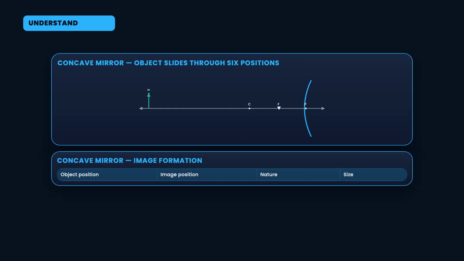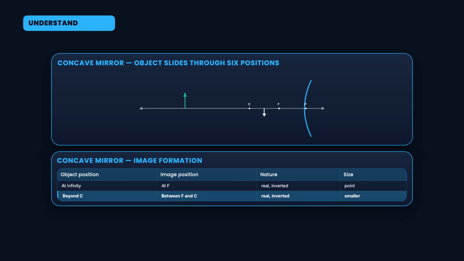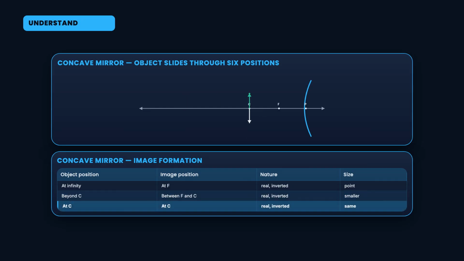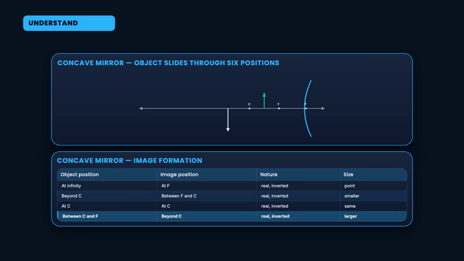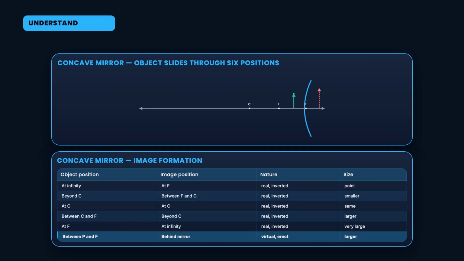For a concave mirror, the image depends on the object's position. At infinity, a tiny real image at F. Beyond C, a real, inverted, smaller image between F and C. At C, real, inverted, same size, at C. Between C and F, real, inverted, larger, beyond C. At F, the image is at infinity. And within F, a virtual, erect, enlarged image behind the mirror.